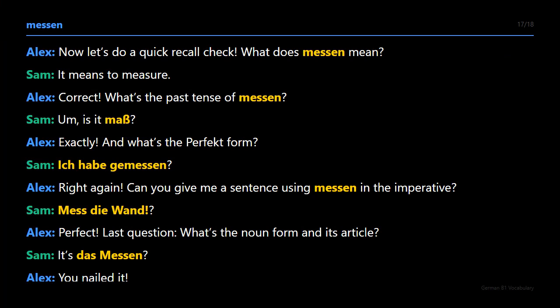Right again. Can you give me a sentence using messen in the imperative? Miss die Wand. Perfect. Last question. What's the noun form and its article? It's das Messen. You nailed it.